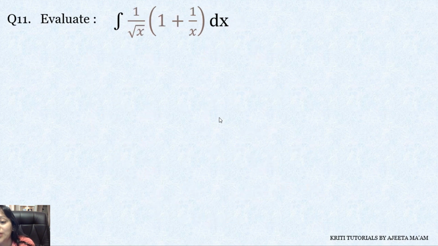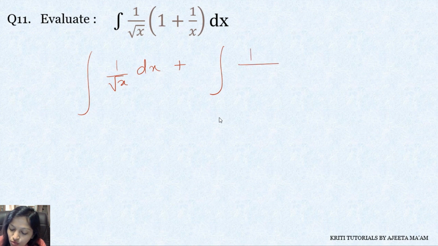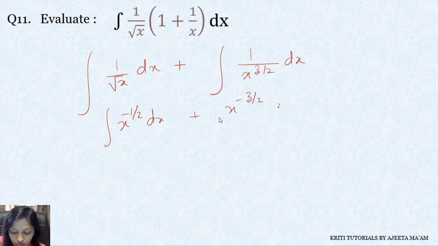Now 1 upon root x, 1 plus 1 upon x. So again we have only one option because we don't have a product rule. The only thing we can do is multiply and open the brackets. Okay, now let's move on. 1 by root x into 1 will remain the same. And let's separate it into two integrals as well. Root x into x is x raised to 3 by 2. Right? We are just using the law of exponents everywhere. Now this is x raised to minus half dx, and this will be x raised to minus 3 by 2 dx.